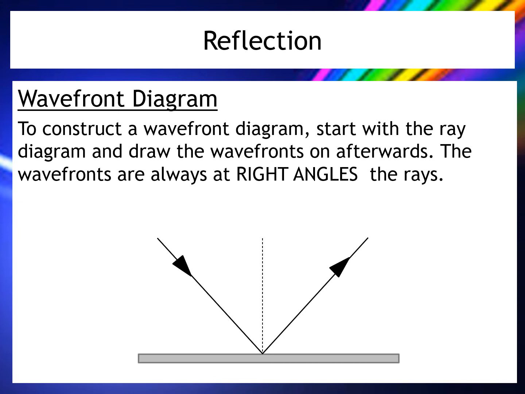If you're asked to construct a wavefront diagram yourself, I would always start with the ray diagram and add the wavefronts on afterwards. The wavefronts are always at right angles to the rays, so you can draw them in once you've got the rays in the right place. And as you'll see, we always make sure that they are the same width, and in this case they're the same distance apart before and after reflection, because the wavelength wouldn't change on reflection.